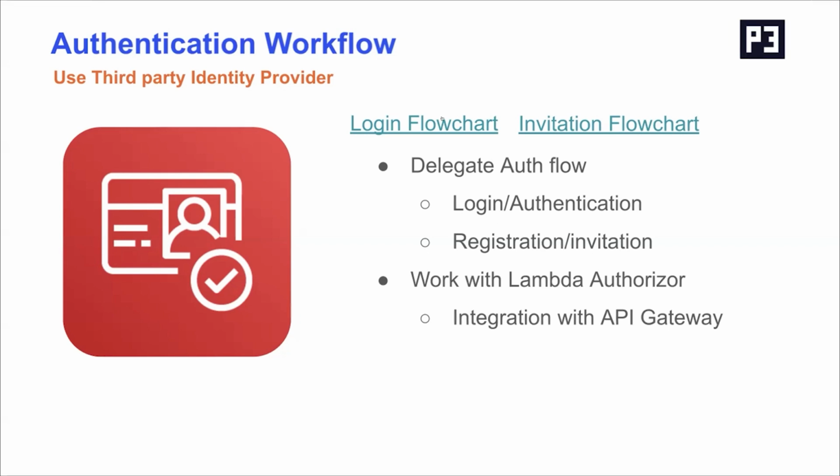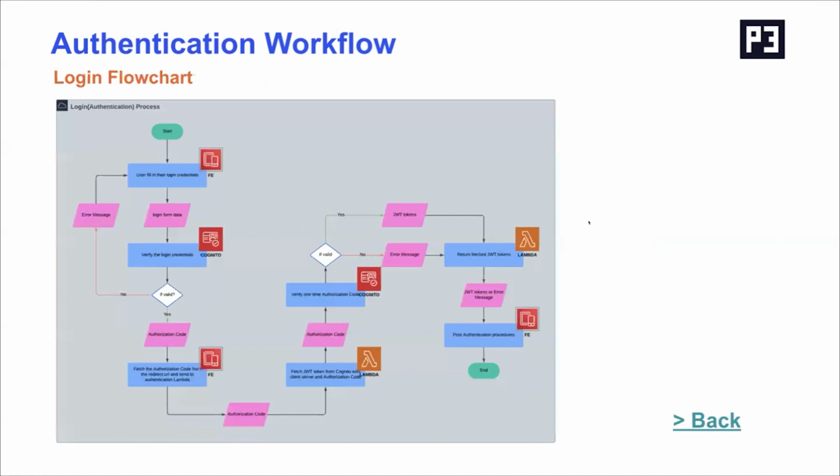Can you click on the login flowchart? So here is our login workflow. As you can see, the user can log in via the Cognito hosted UI. And after they input their user credentials, Cognito will then redirect back to our front end, but with an authentication code. But that authentication code is not enough to authorize you to access our backend API.